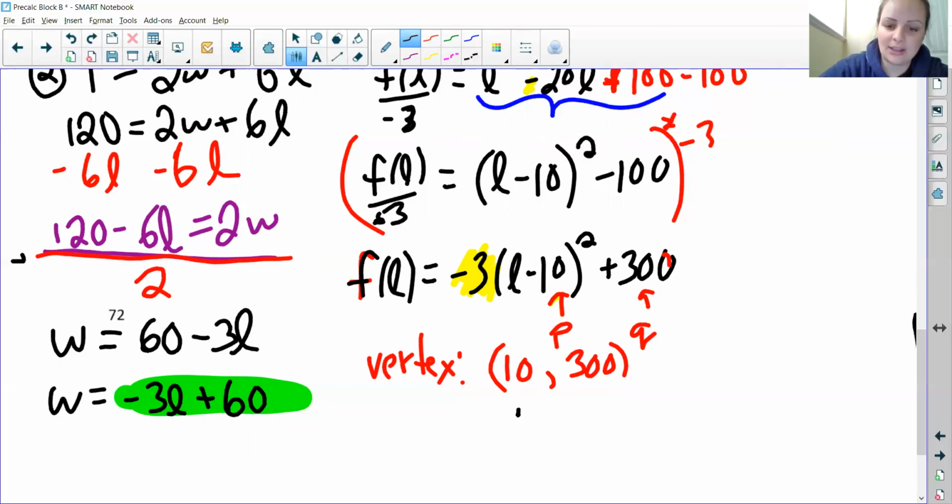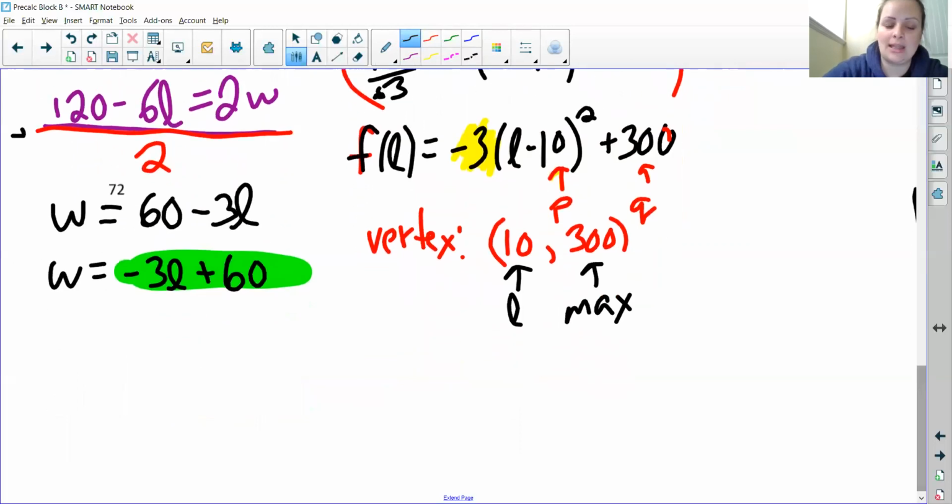So this is the value of, in this case, L, because we had our L taking the place of where X is. So this is the value of X that will lead to this maximum. Okay. So we have solved half the problem. We know that L has to equal 10. Now we need to figure out what the width will have to equal.